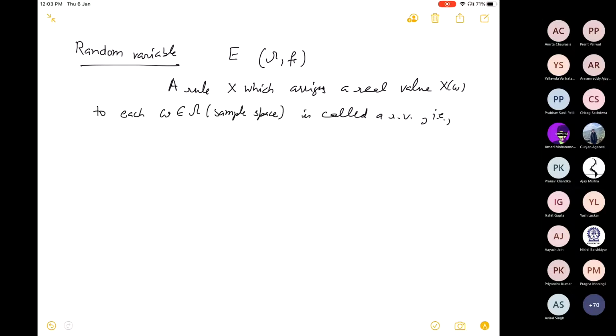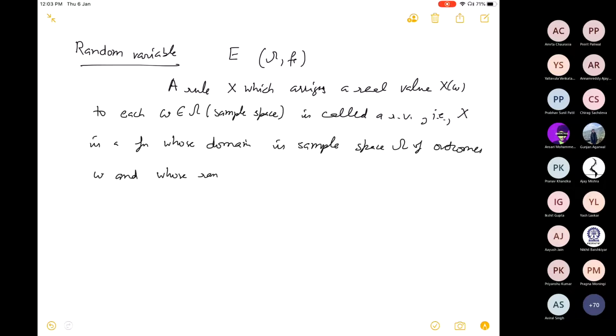That is, X is a function whose domain is the sample space omega of outcomes, small omega, which belongs to capital omega, and whose range is some subset of the real numbers.